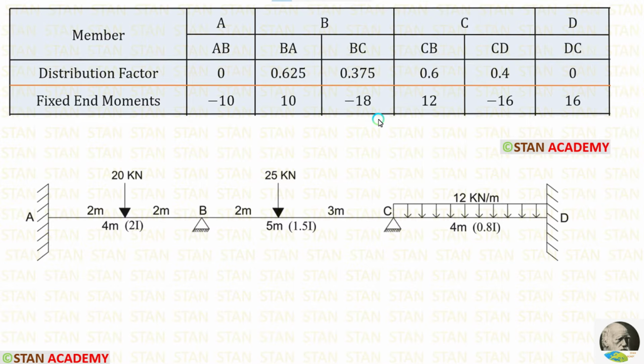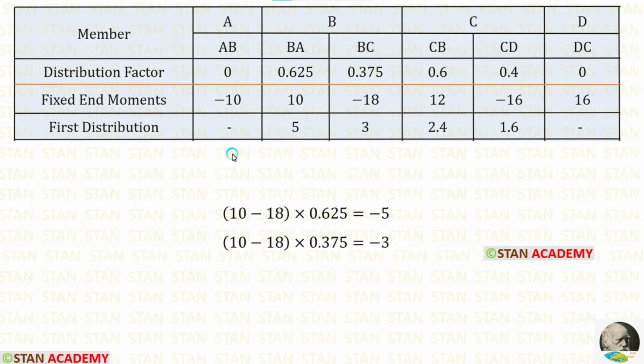Now, let us start making the moment distribution table. In the table, first let us enter all of the members. Then let us enter the distribution factor values. For AB and for DC, the distribution factor is 0 because in the points A and D, we are having fixed ends. In the joints B and C, we have calculated the distribution factor values. Let us enter them. Then let us enter the fixed end moments.